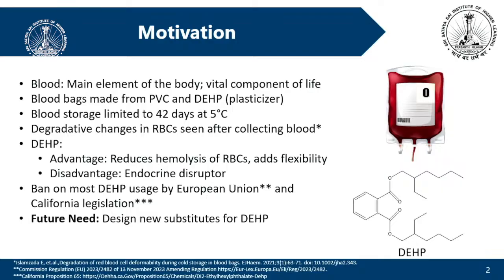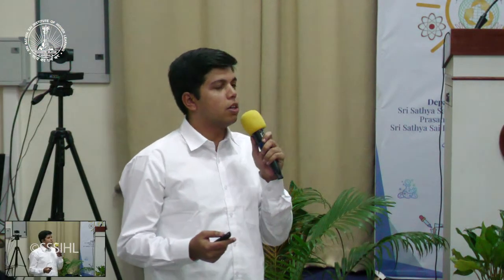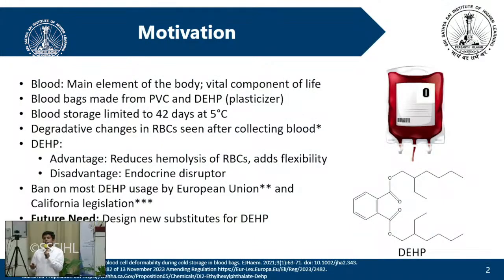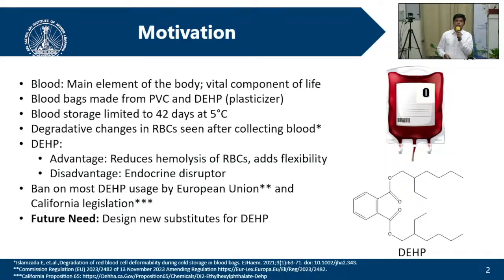The motivation of my work is that the blood which is stored in a blood bag cannot be used when stored for more than 42 days. The shelf life of blood is only 42 days. The blood bag is made up of PVC polymer and DEHP plasticizer. The advantage of this DEHP plasticizer is that it reduces RBC hemolysis, so the shelf life is increased. But the disadvantage is that it's a carcinogen and endocrine disruptor. So DEHP is banned.